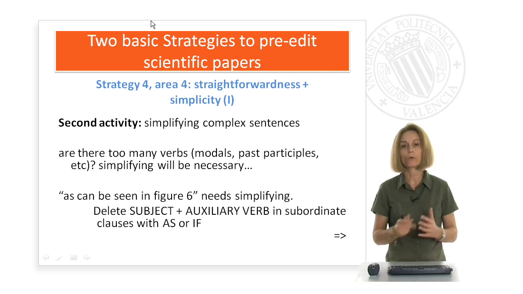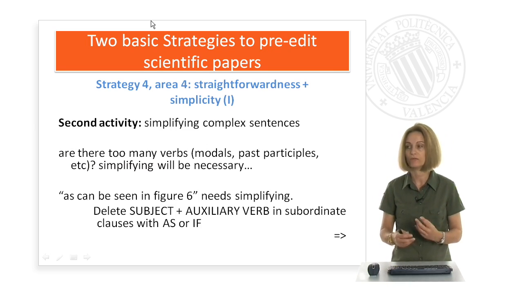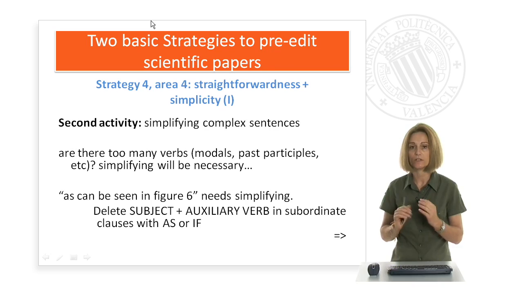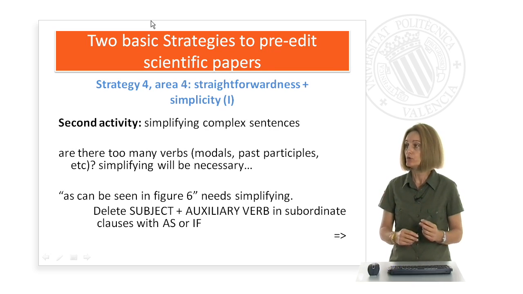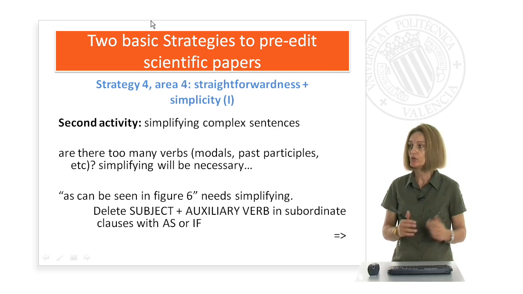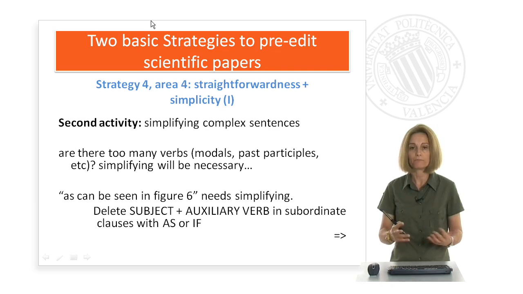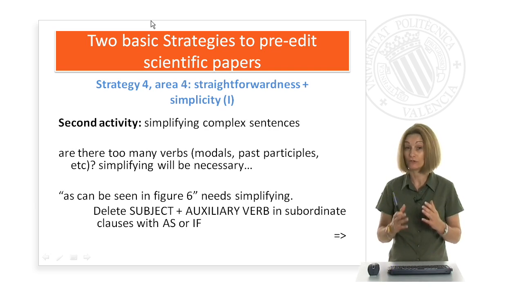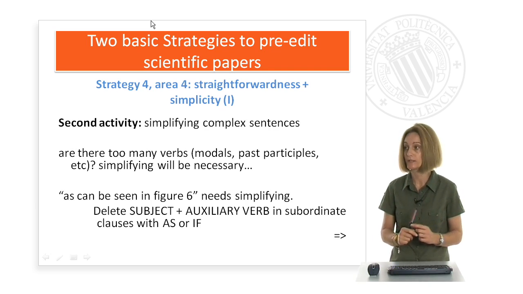In Area 4, we're going to acquire strategy number 4. Straightforwardness and simplicity. This second activity shows how to make sentences more straightforward and simpler. There are too many verbs probably in some sentences we write, even if our level of English is high, I insist. Look at this sentence, for instance.